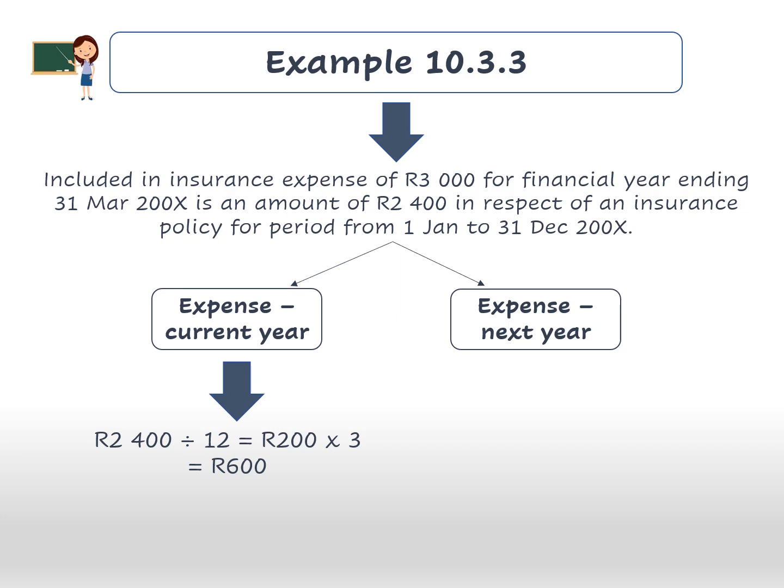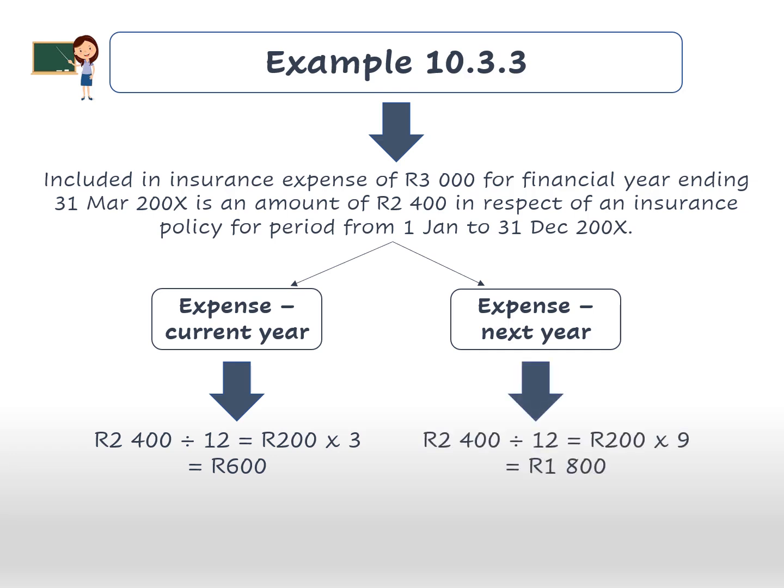How many months belong to the current financial year? January, February, March. So 3 months belong to the current financial year. The policy extends from 1 January. So from 1 January to 31 March is 3 months that fall inside the current financial year. So 200 Rand times 3 months gives us 600 Rand that belongs to the current financial year.